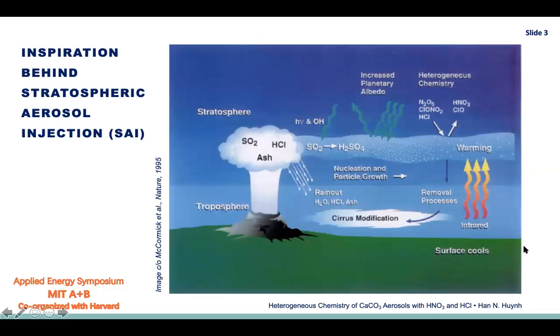SAI was inspired by studies on past major volcanic eruptions, such as that of Mount Pinatubo in 1991. Among the large quantity of material injected directly into the stratosphere, SO2 gas is especially notable, since it can quickly transform into sulfate particles. These particles can persist up to several years in the stratosphere, where they absorb upwelling infrared radiation, causing an initial stratospheric warming. By primarily scattering incoming solar radiation, they also lead to a surface cooling effect.